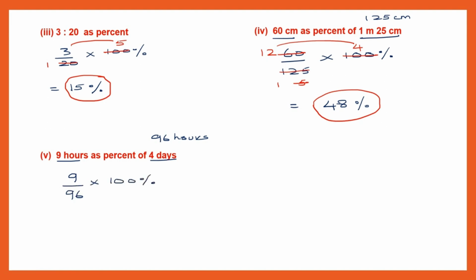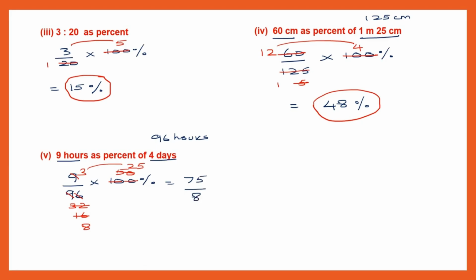Again, let's cancel what we can. We can cancel 9 and 96 by 3. 3 threes are 9. Here also 3 threes are 9 and 3 thirty-twos are 96. Now I can cancel 32 and 100 by 2. 2 into 16 is 32. Here 2 fives are 10 and add the 0, 50. I can cancel 16 and 50 by 2 again. 2 eights are 16 and 2 into 25 is 50. Now there's nothing more to cancel, so let's multiply the numerators. 25 into 3 is 75 and the denominator is 8.